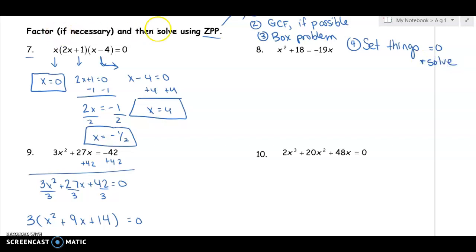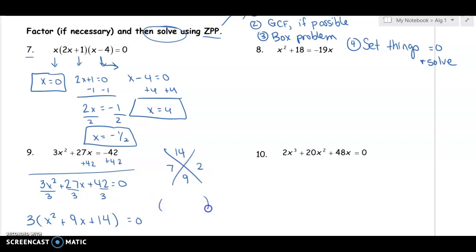All right, because these ones are solving. Okay, so we got to do a box problem and then ZPP. So for this problem, we got to do a box problem. It's got to multiply to be 14 and add to be 9. Those two numbers are going to be 7 and 2.